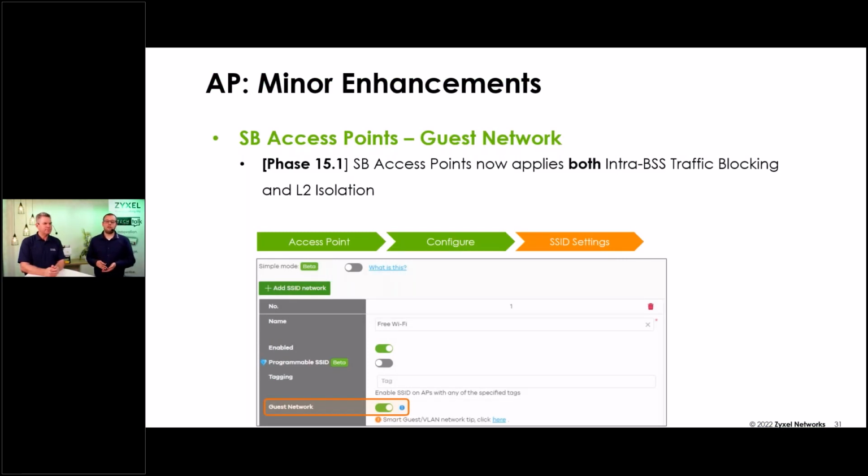They now have the possibility to use both intra-BSS traffic blocking and layer 2 isolation, which means... And the 90. Yeah, that's correct. Thanks, Christian. Christian has a technical background, so he just waves and says it's also the NWA. So what does that mean in particular? We can now use the guest network functionality and the captive portal in Nebula with those access points, which was previously not possible because they were missing the layer 2 isolation in Nebula.